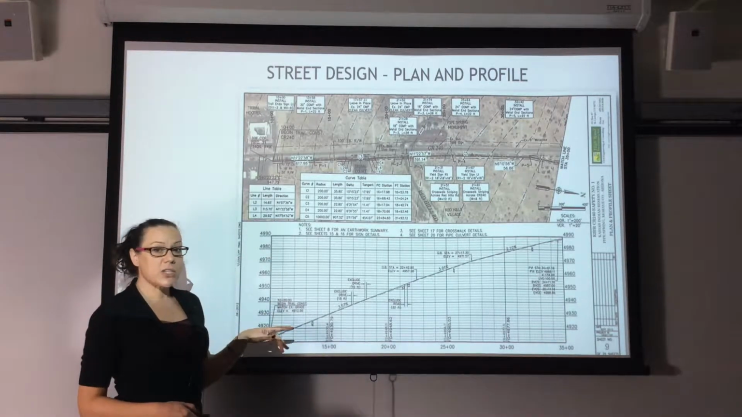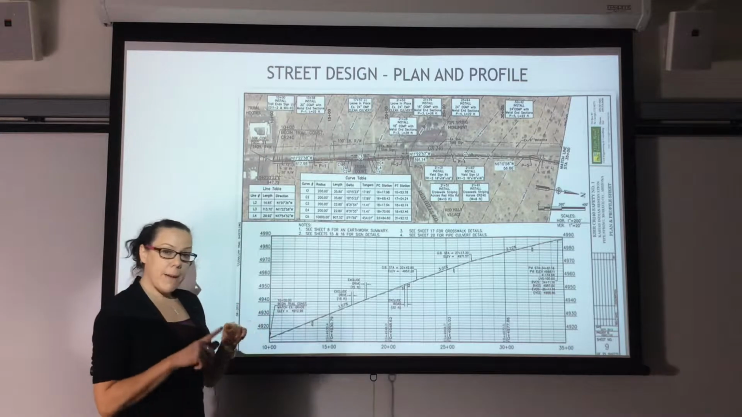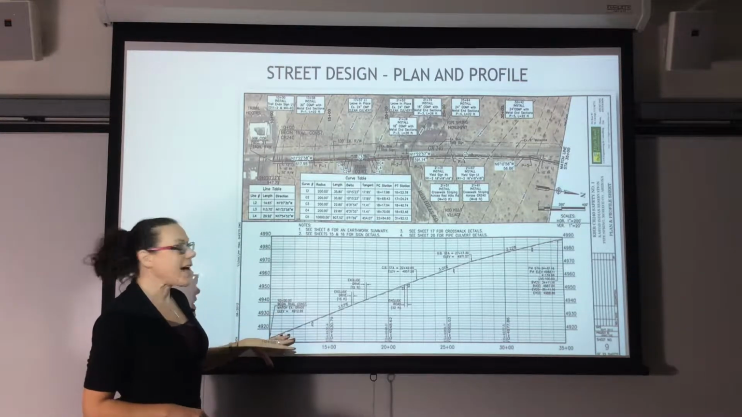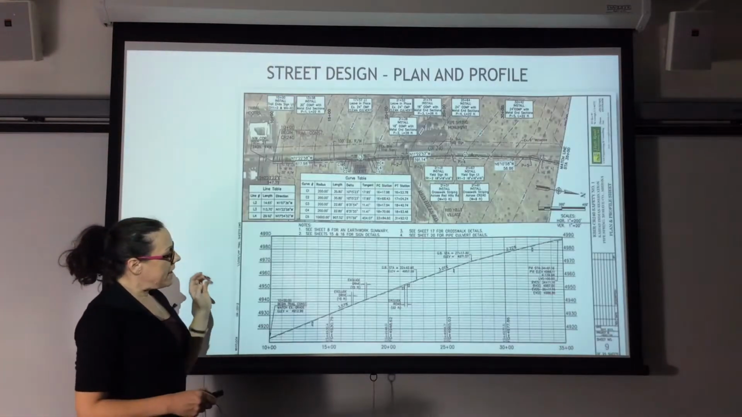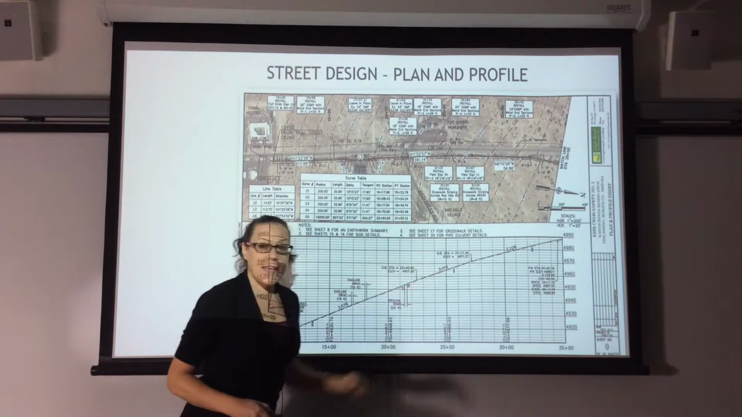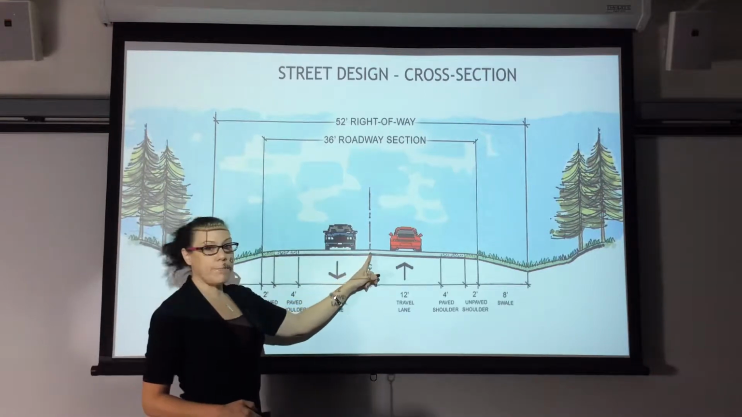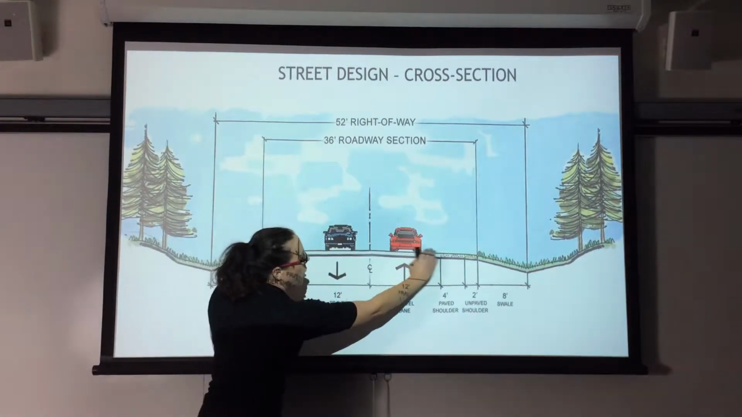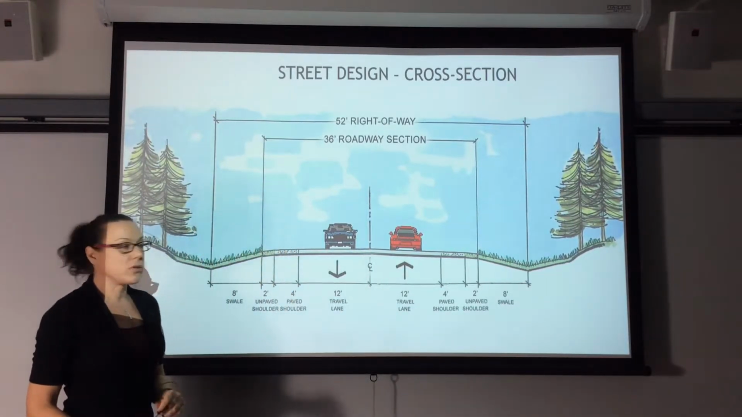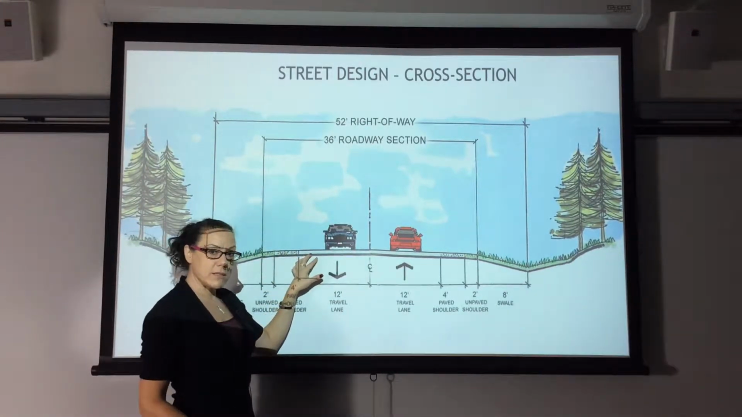Now, the cross section, the center line of that cross section is attached to the center line of the profile. So if I say, okay, this line here actually represents this point. When we talk about cross slopes, we're actually talking about the slope away from the center line. It's usually about 2%. Okay?